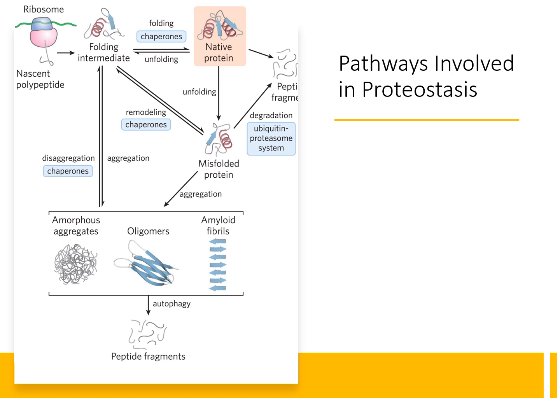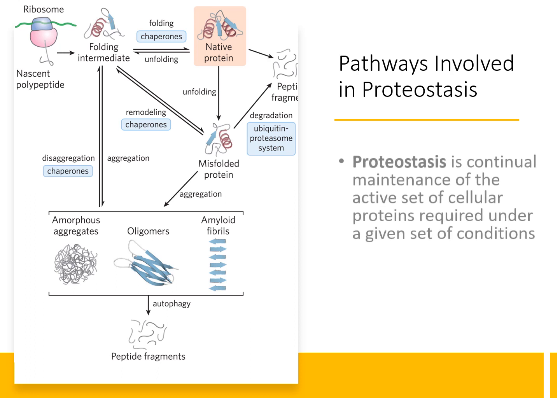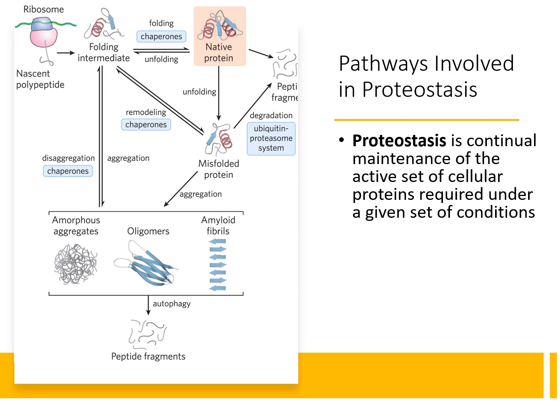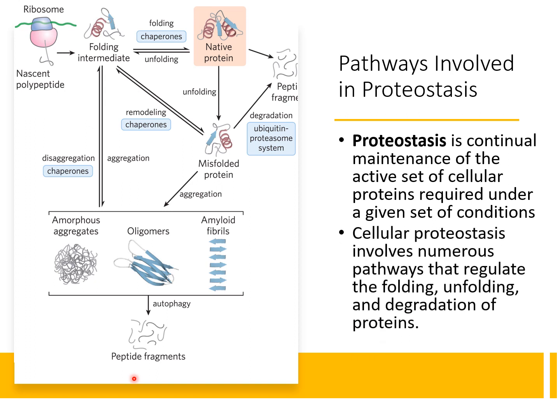If we're going to talk about protein folding and denaturation, we want to think about some of the pathways involved in a process called proteostasis. That term might remind you of homeostasis, and in fact, it is quite similar. We can define proteostasis as the maintenance of our whole complex, enormous set of cellular proteins that we need to function as living organisms, keeping them at the level and function that we need. This is a complicated endeavor because proteostasis involves numerous pathways. We not only have the folding of proteins, we have their unfolding, and we also have their degradation.